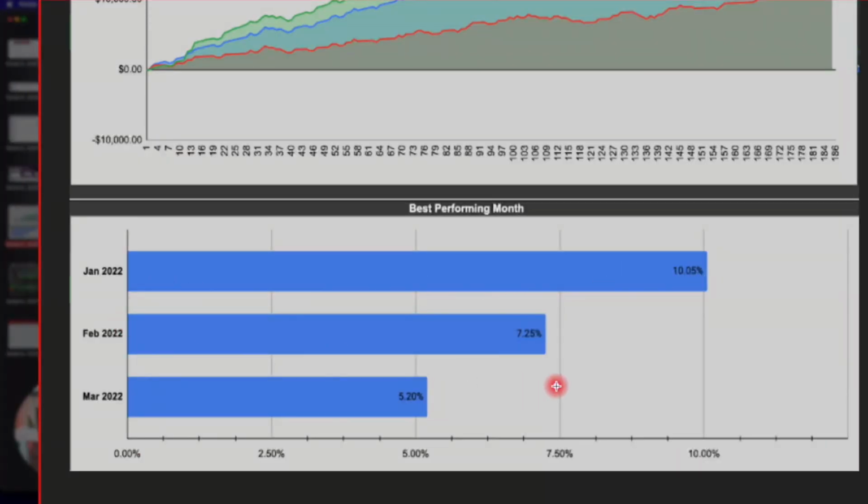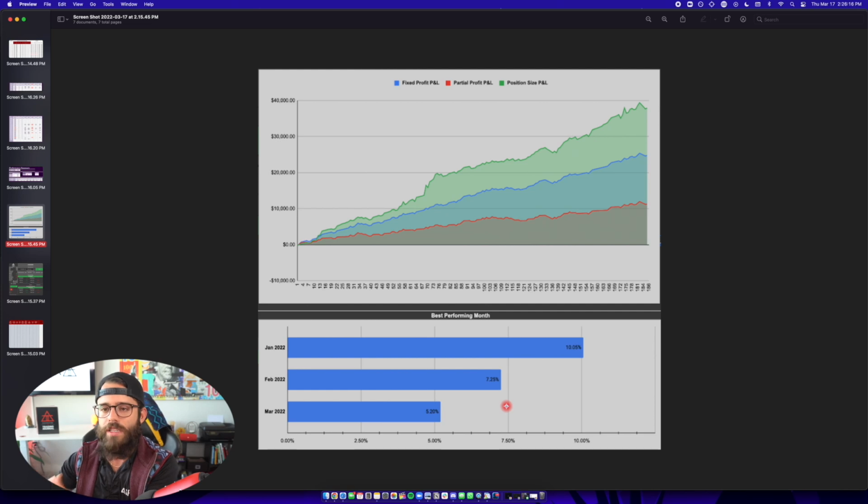As you can see, like here for Jerome's example, his best performing month was January, up 10%, February, up 7%. So you can take not only trades that you take and get the data, but you should be taking data from trades that you're not even involved in.